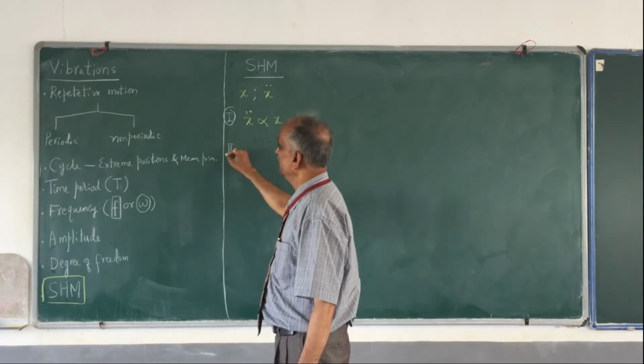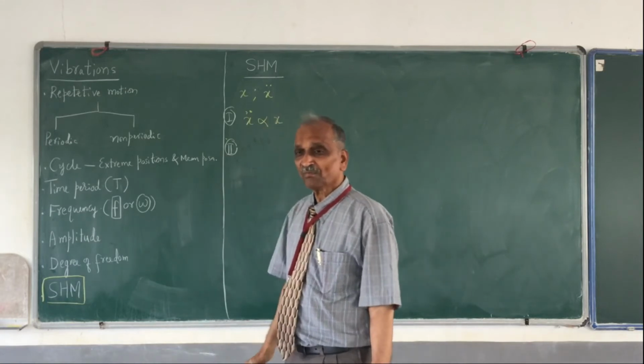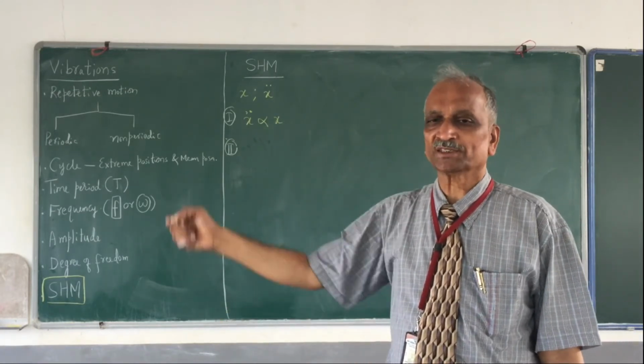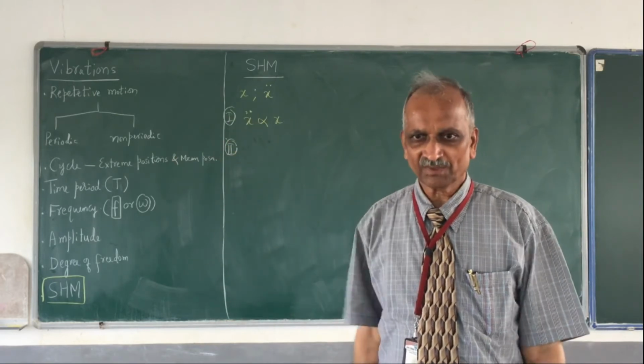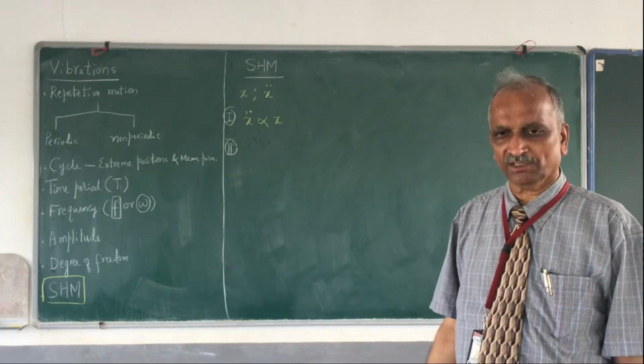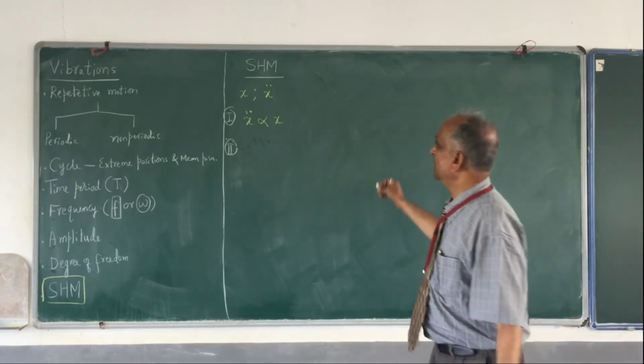What is that? Simple harmonic motion. Imagine that there is a particle which is moving along the circumference of a circle whose radius is equal to, say, A. A is the radius of a circle. So you have a circle.